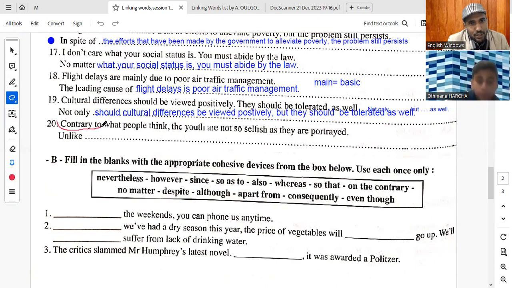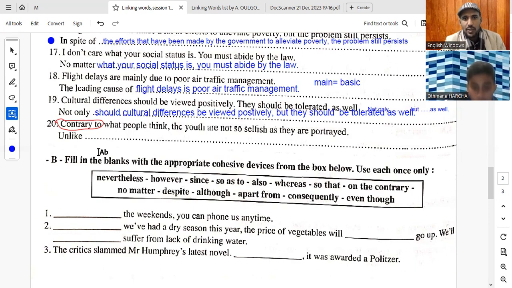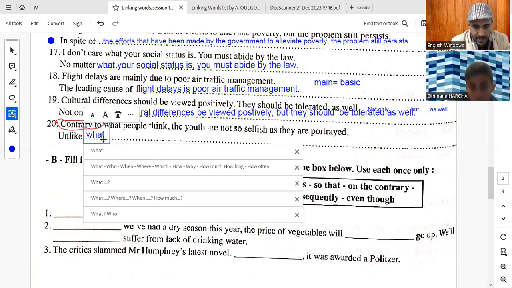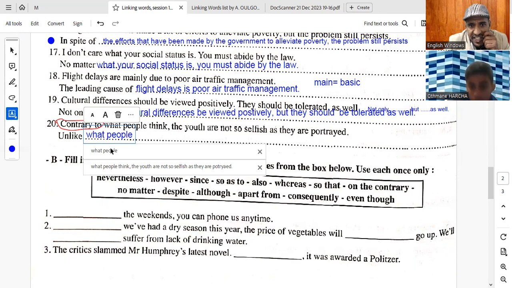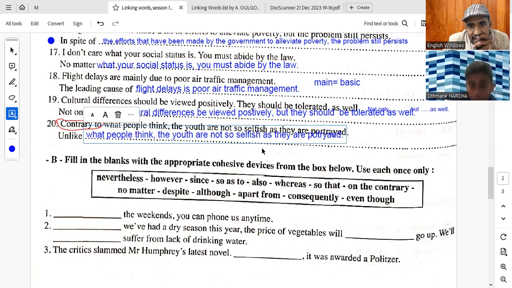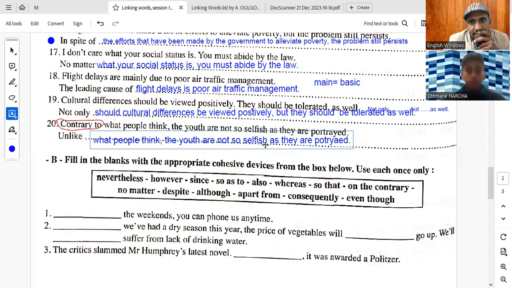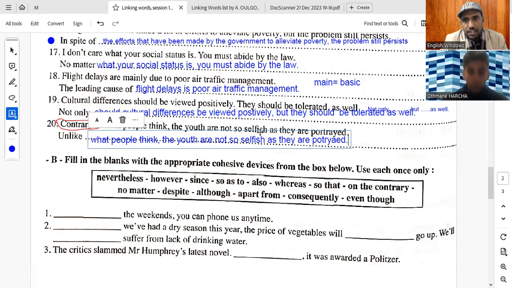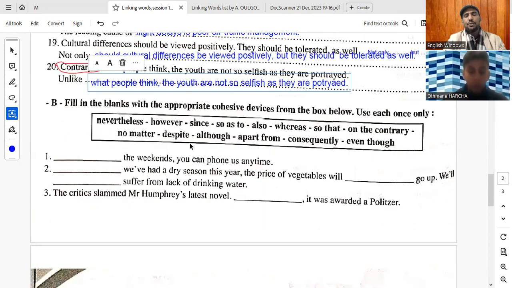Contrary... Unlike what people think, the youth are not as selfish as they are portrayed. Okay, good job, great, very nice.